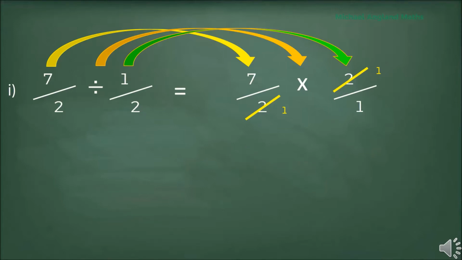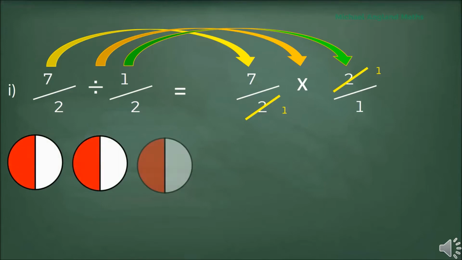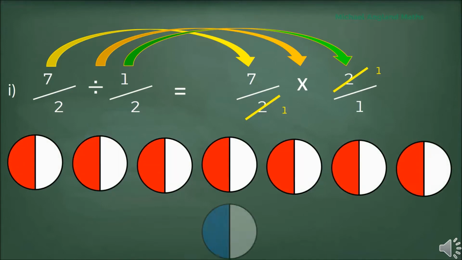So, if we have 7 halves, we could visualize that as the 7 discs that we have above. Then we're dividing it by 1/2. I've color-coded the 1/2 in blue to differentiate from the 7 red halves. Well, 7 over 2 divided by 1 over 2 means how many times can I fit 1/2 into 7 halves? Well, clearly I can do it 7 times. I can fit this 1/2 into each of the 7 above. Therefore, my answer should be 7, as shown when we multiplied out following the rules.